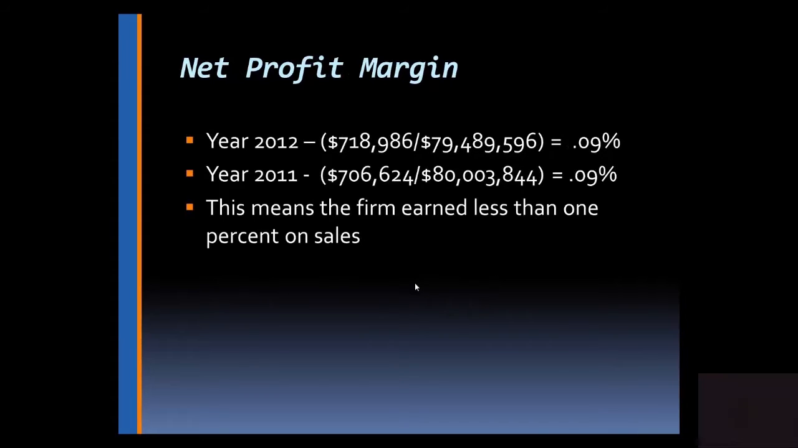Now, net profit is the amount after taxes. And here you'll notice that it's a very small number, and it's the same in both years. 1/10 of 1%. So this is a very, very small profit margin. Again, indicating they're in a very, very highly competitive type of business.